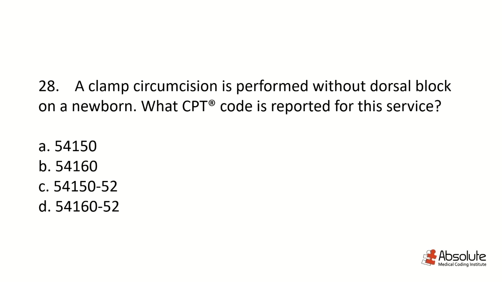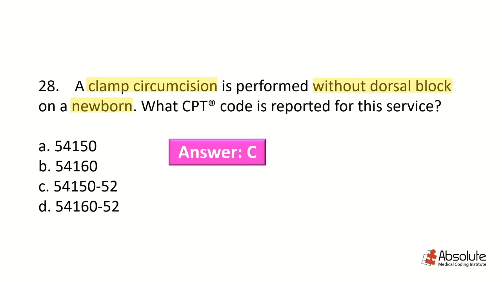All right, guys, we are going to have to do the reveal. If you need to get that answer in, come on, pop it on in the chat. All right, here we go. We've got this clamp circumcision performed without a dorsal block on a newborn. What is that CPT code reported for this service? It is C.